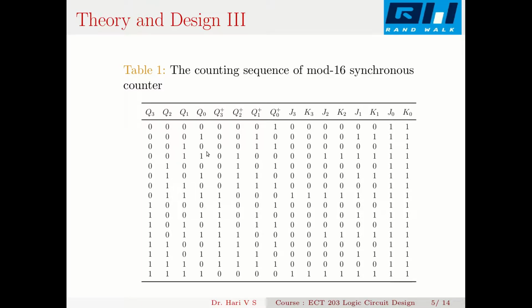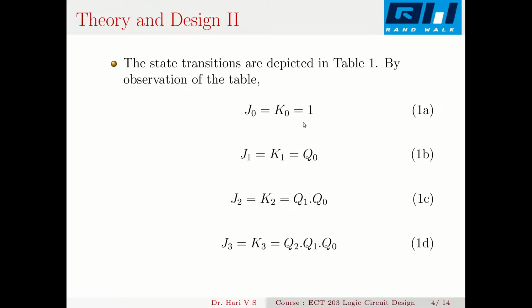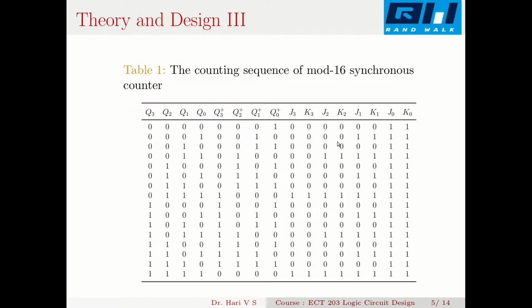Also, I have made two designs. One is J0 equal to K0 equal to 1, and J1 equal to K1 equal to Q0. So this is the first equation, J0 equal to K0 equal to 1, and the second is J1 equal to K1 equal to Q0. Now, what are the other things? What about J2 and K2? For finding J2 and K2, I have to look at Q2 and Q2 plus.